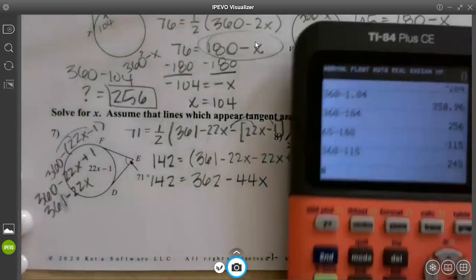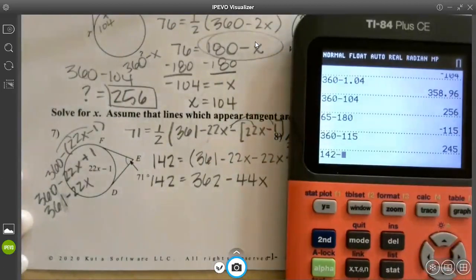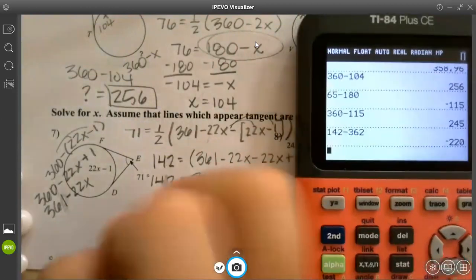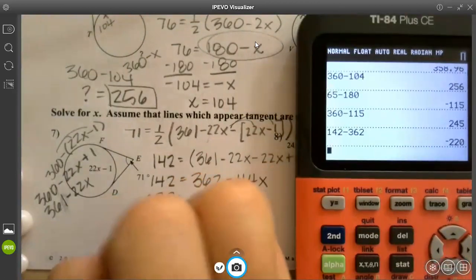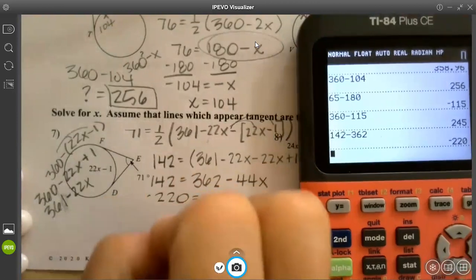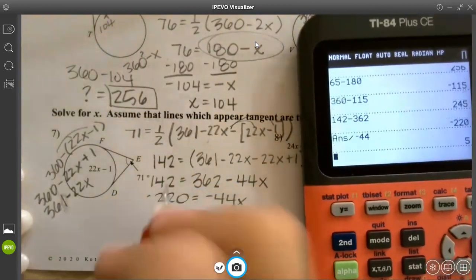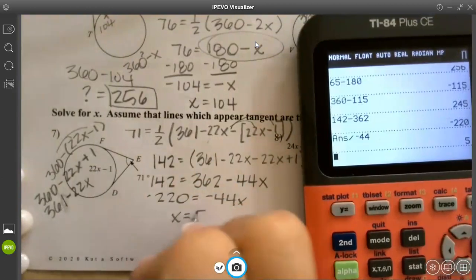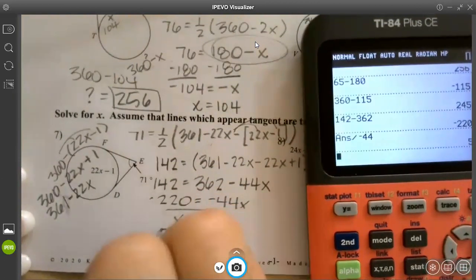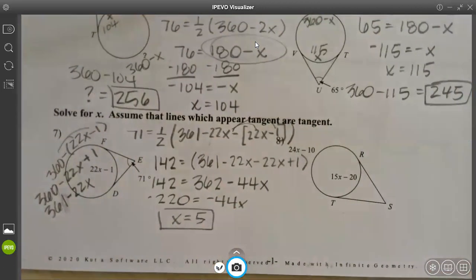Okay. You're going to take your 142 and subtract your 362. You get negative 220 equals negative 44x. Divide by negative 44. And x equals positive 5. So again, that one, it's not hard. Just watch that distributing the negative. That's where the mess up happens.